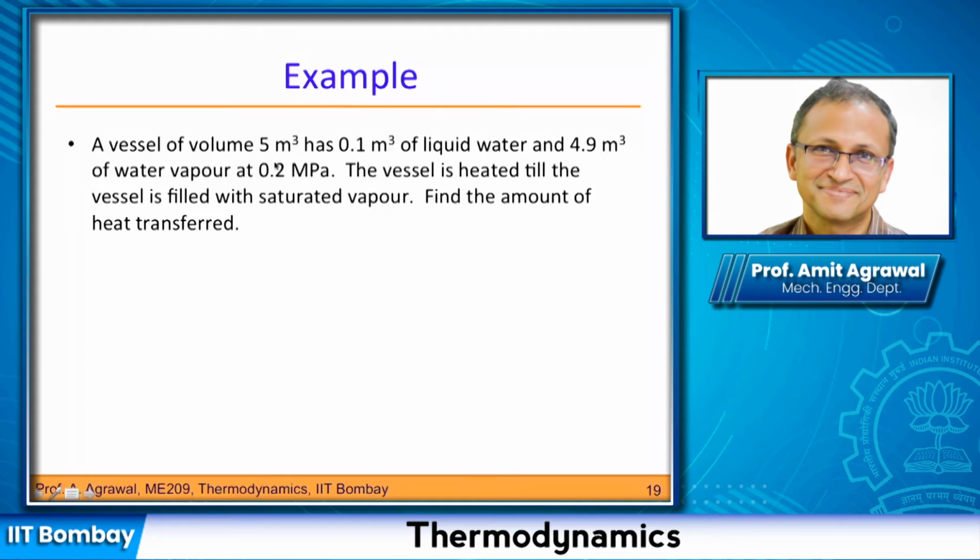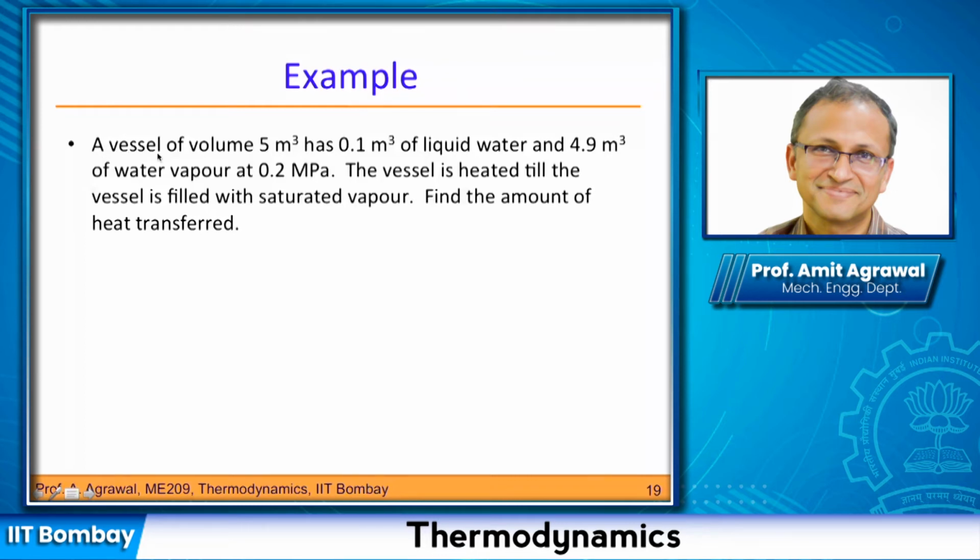So basically what has been given here is a vessel which has a certain amount of liquid water and a certain amount of water vapor, and the pressure has been given to you. And all it is saying is that the vessel is heated till this entire vessel is filled with saturated vapor. So the first thing that you can deduce is that because both liquid and vapor are present, this is in the saturated region to begin with. That's the first thing that should automatically come to you. And then we are heating it such that all this liquid water evaporates and all we are left with is saturated vapor.